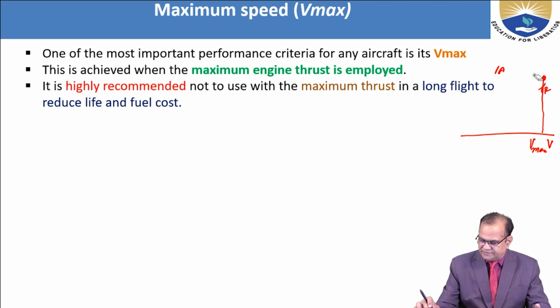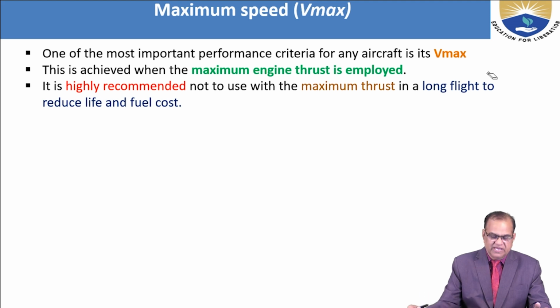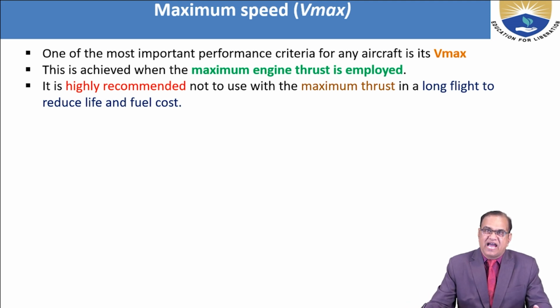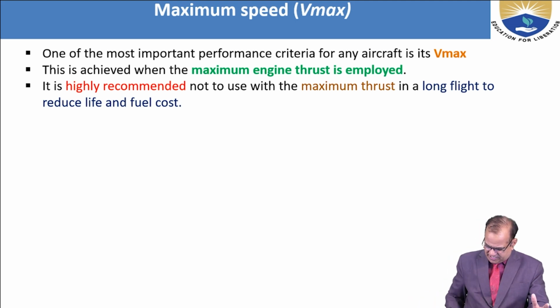It is highly recommended not to use the maximum thrust in a long flight, to preserve engine life and reduce fuel cost. Only in case of emergency should we go for the highest speed. If you go for the highest speed, the life of the engine will be reduced, a lot of stresses will be developed in the aircraft body, and because it will consume very high fuel, the fuel cost will be increased. Only in case of emergency, you should go for the maximum speed.